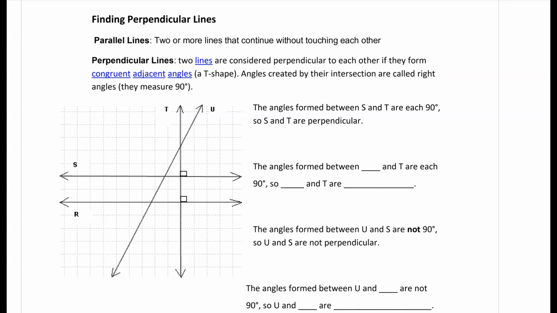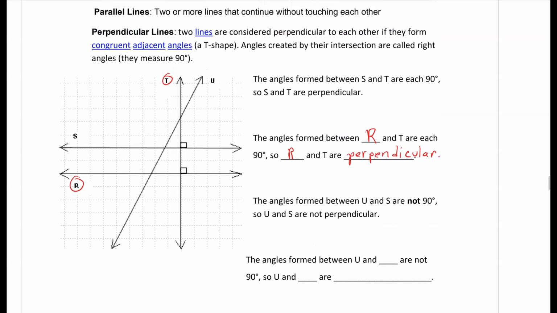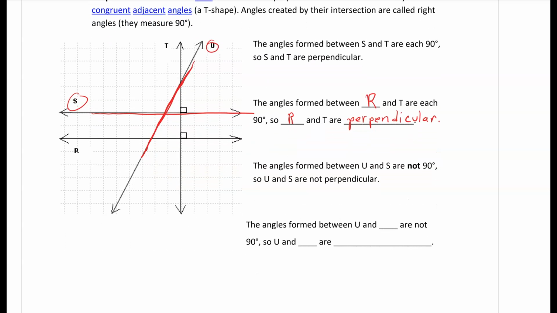Knowing that S and T create perpendicular lines, the angles formed between R and T, so T is going down, R is coming across, these as well are going to create perpendicular lines. The angles formed between U and S though, so we're looking now at S and U, so the line coming across here and the line going down here, where they meet are not creating 90 degrees. So S and U are not perpendicular.